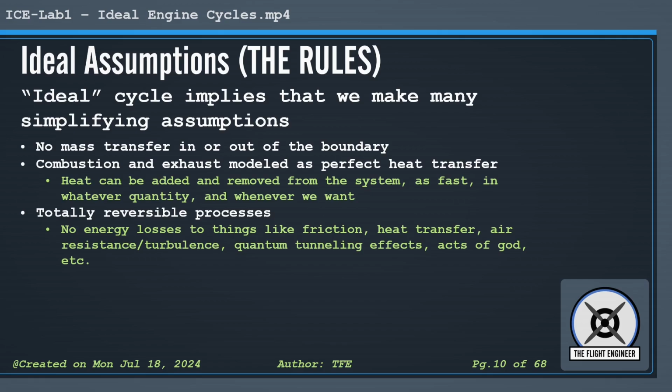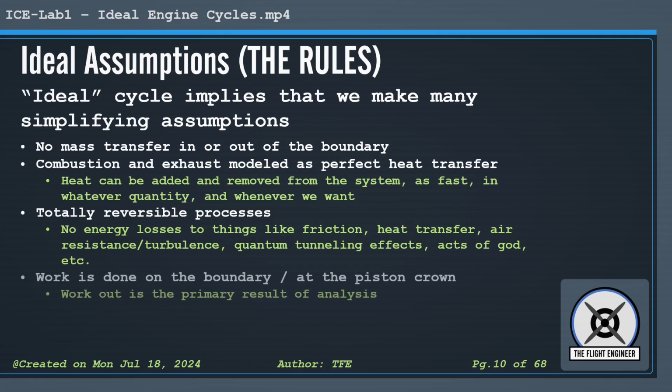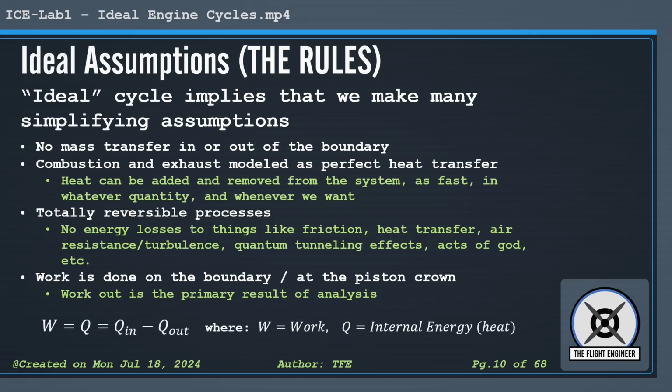Finally, we have to understand that the primary output of the analysis is work. Both heat and work can be added to or removed from the boundary. Work will be done on the boundary at the piston crown and is equal to the difference between the heat in and out of the system. If you're totally lost, don't worry. When we actually apply all these assumptions to an engine, I promise it will make sense.